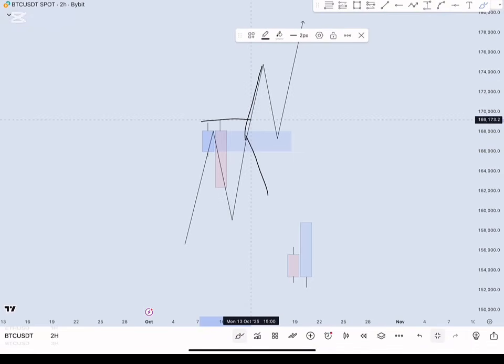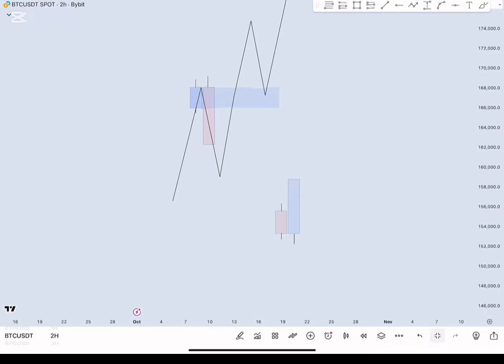After violating the zone here, we had our breaker constructed here. What did the market do? The market now used it to buy up. This is just the idea behind it. Same thing for this bullish one here.